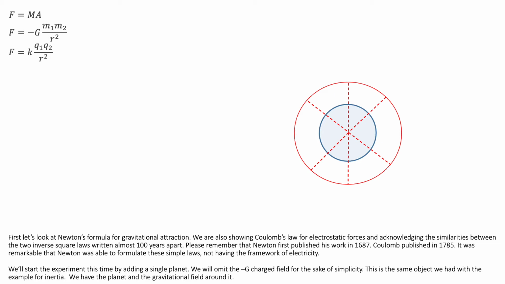It was remarkable that Newton was able to formulate these simple laws, not having the framework of electricity. We'll start the experiment this time by adding a single planet. We will omit the g-charged field for the sake of simplicity. This is the same object we had with the example for inertia. We have the planet and the gravitational field around it.